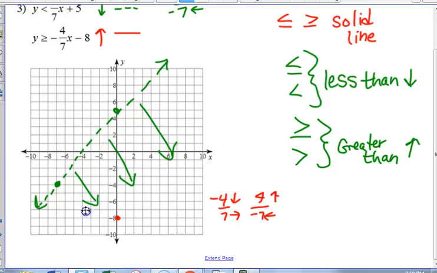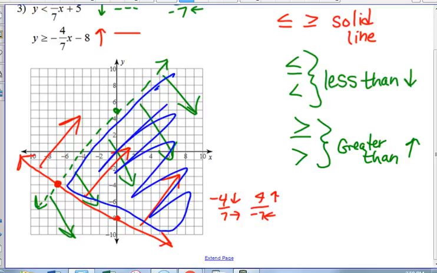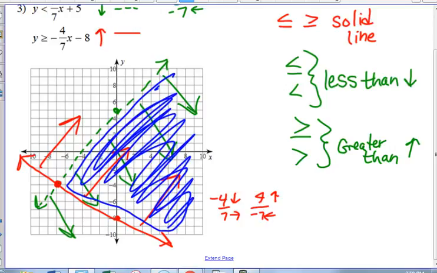I can go up 4 and left 7. And this time it's a solid line. And I'm shading which way? So where is the area that worked for both of those equations? Okay. The area bounded in here, yes? Okay.